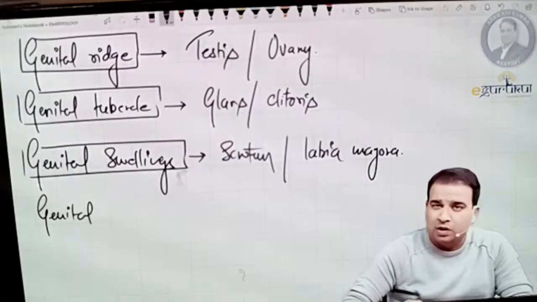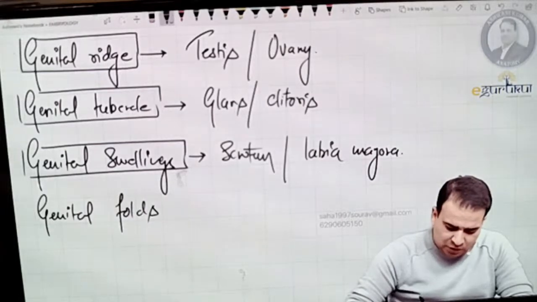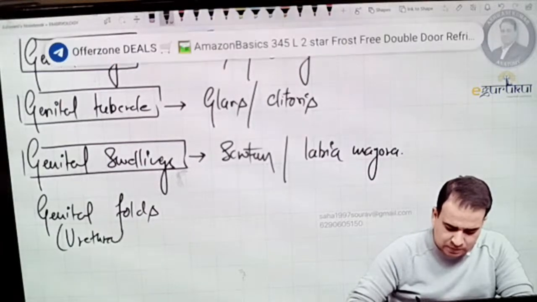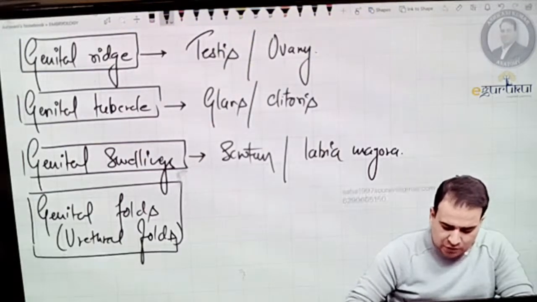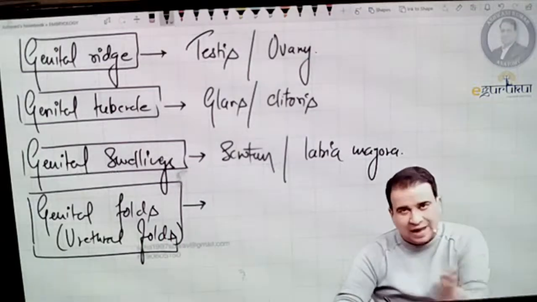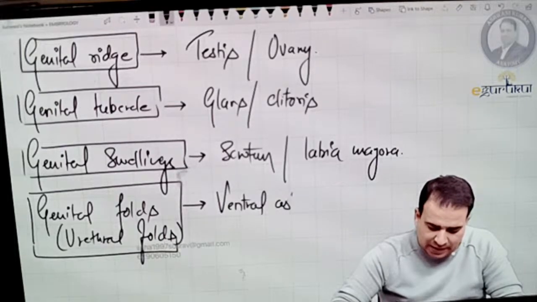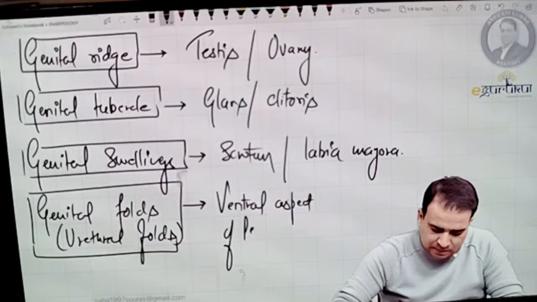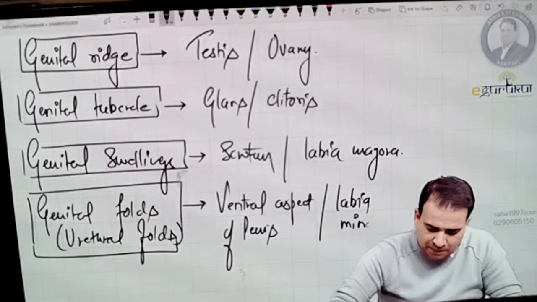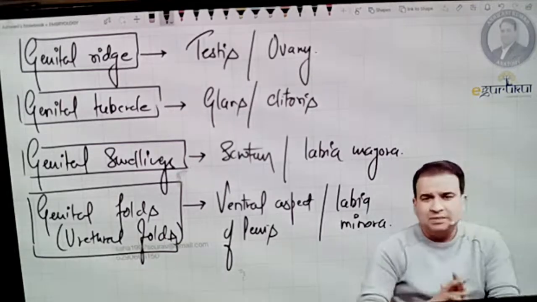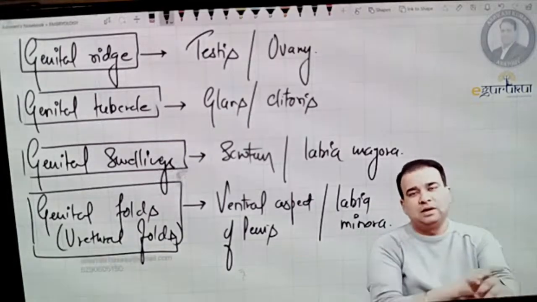And then finally, one more term that you should know, that is genital folds. Genital folds are also called the urethral folds. These genital or urethral folds in male will give rise to the ventral aspect of the shaft of the penis. So we will form the ventral aspect of the penis. And in female, they'll give rise to the labia minora. Some direct one-liners: genital ridge, tubercles, swellings, and folds. Remember that: ridge, tubercles, swellings, and folds.